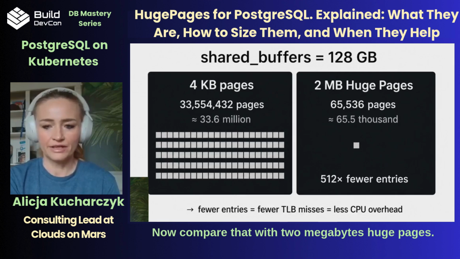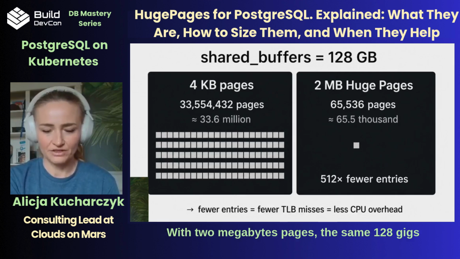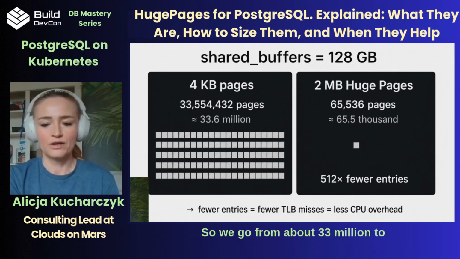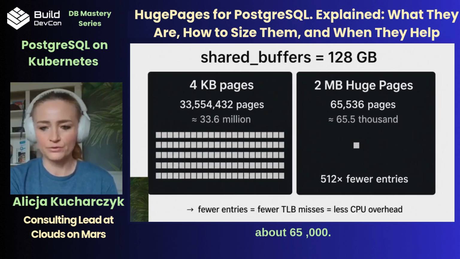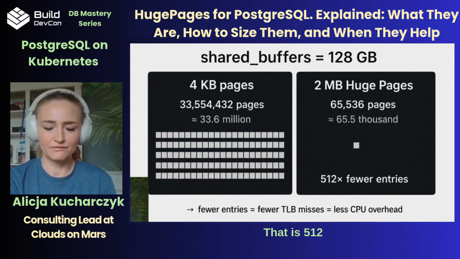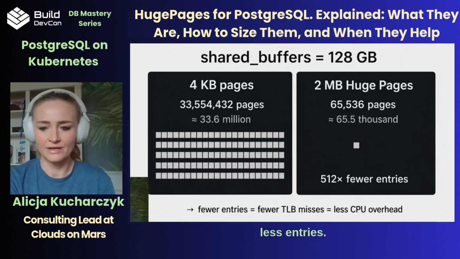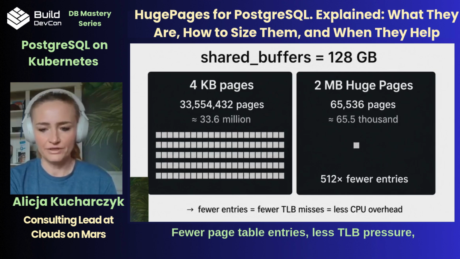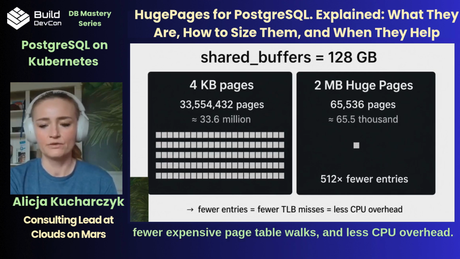Now compare that with 2 megabytes HugePages. With 2 megabytes pages, the same 128 gigs of memory needs only around 65,000 pages. So we go from about 33 million to about 65,000 mappings. That is 512 times fewer entries. And this is the main performance argument for HugePages. Fewer page table entries, less TLB pressure, fewer expensive page table walks, and less CPU overhead.